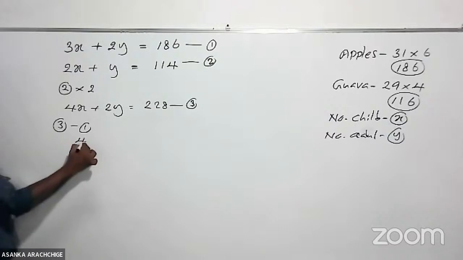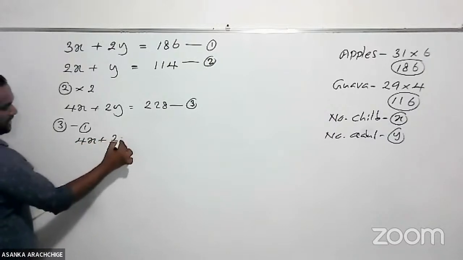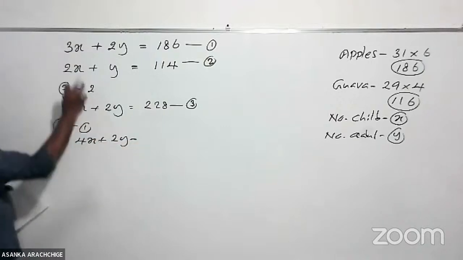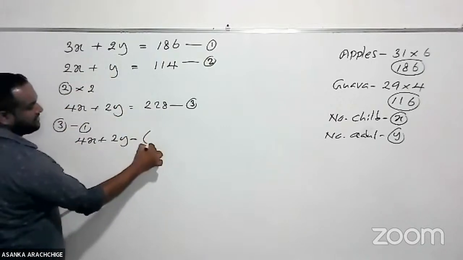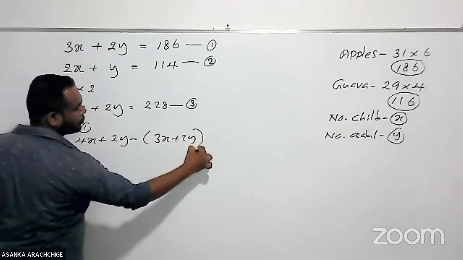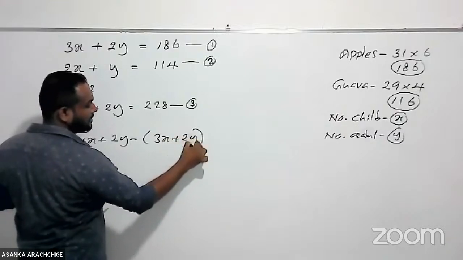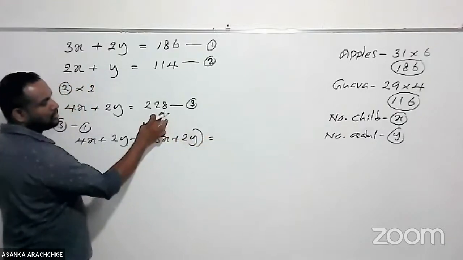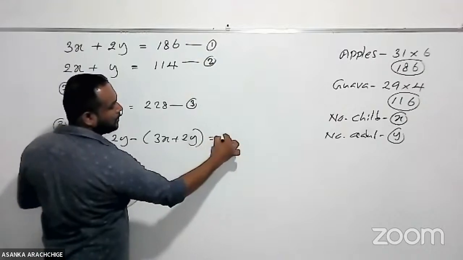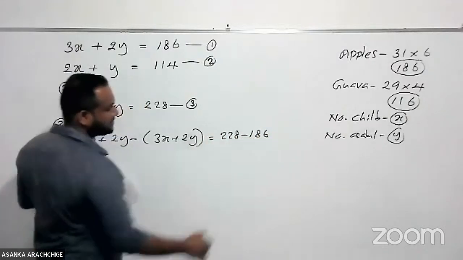Then left 4x plus 2y, subtraction 3x plus 2y, within brackets 3x plus 2y. That must be equal to, right from the right, 228 minus 186. Clear?